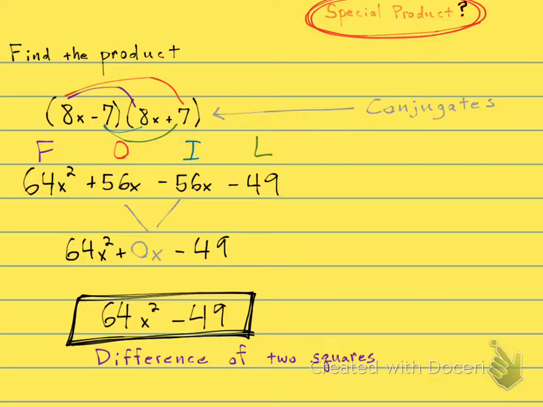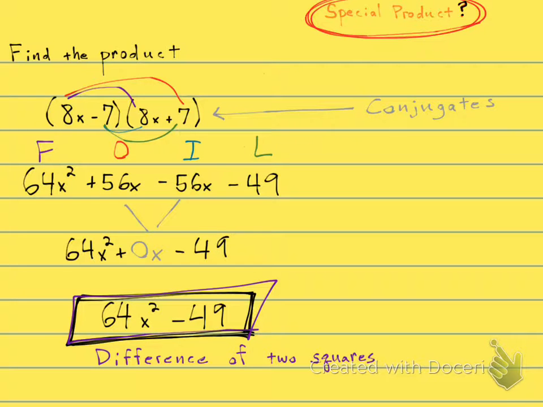And boom, here we go. This answer is the difference of two squares, okay? And you're going to see this again. You're going to see the difference of two squares. You're going to have to recognize it when we are going from here back to here, okay? So it's good that we talk about it now.